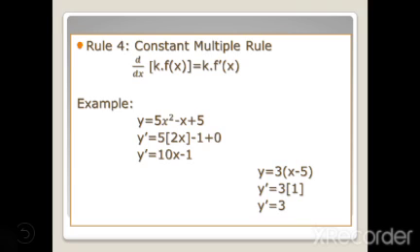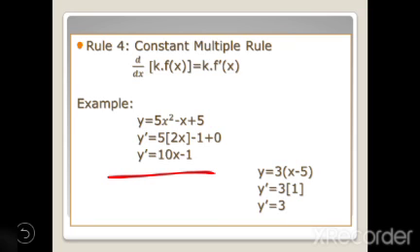For example, we have y is equal to 5x squared minus x plus 5. So we have y prime equals 5 times 2x minus 1 plus 0. So we have the answer, y prime equal to 10x minus 1.